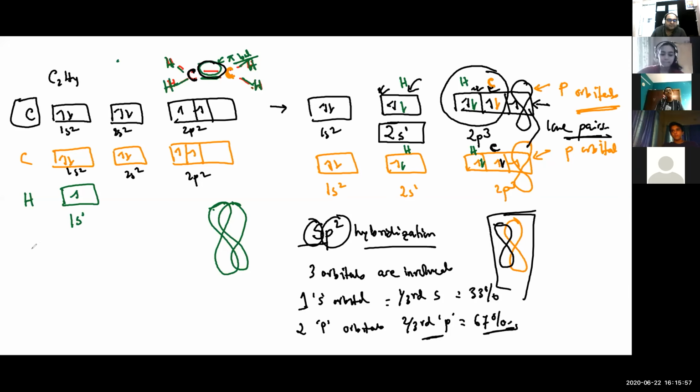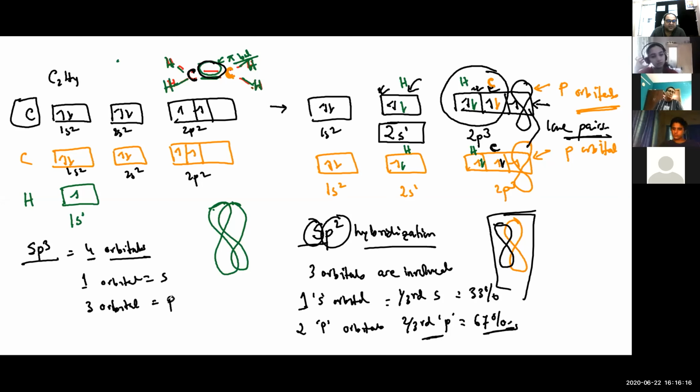Ratio is, for example, in sp3 hybridization, in total you have 4 orbitals. Out of 4 orbitals, 1 orbital is s, 3 orbitals are p. So therefore, 1/4 is s, 3/4 is p character. So 25% is s character, 75% is p character.